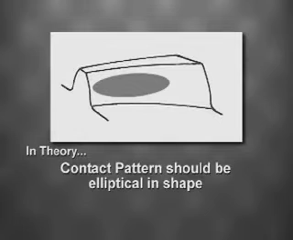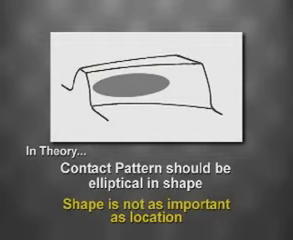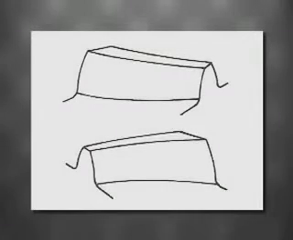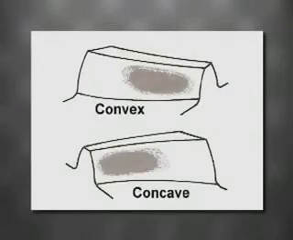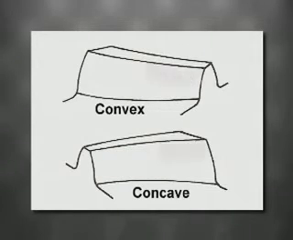In theory, the contact pattern should be elliptical in shape. However, it's important to keep in mind that the shape of the contact pattern is not as important as its location. When assessing the contact pattern, it's important to look at both the concave and convex sides of the gear and pinion. For the most part, the pattern on both sides of the teeth should be the same. If you find that the contact pattern is incorrect, most likely the pattern will be wrong on both sides.